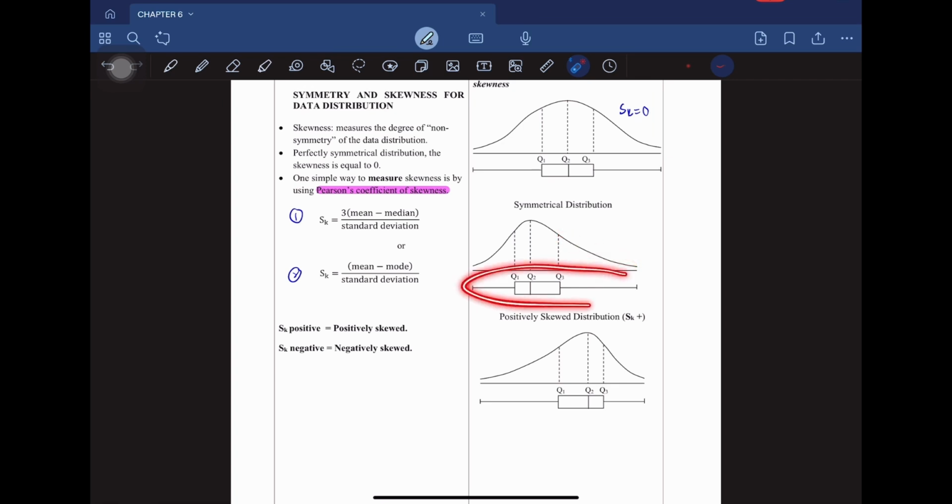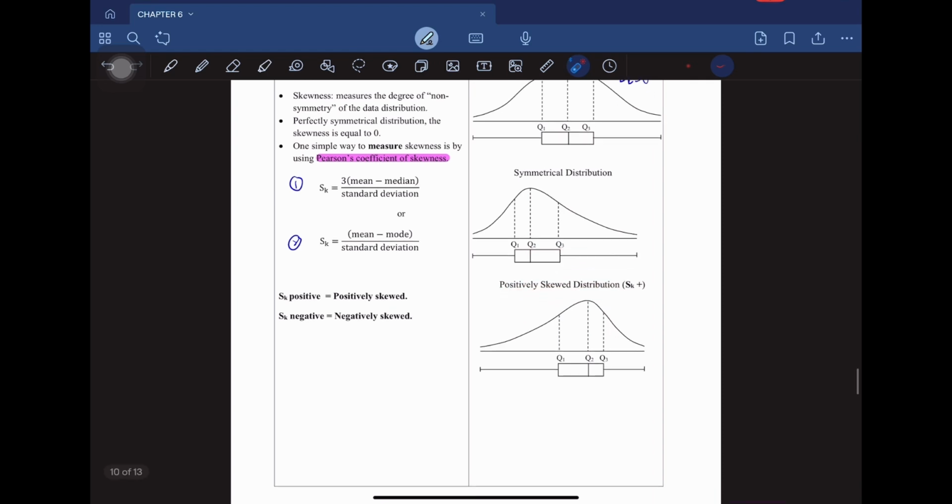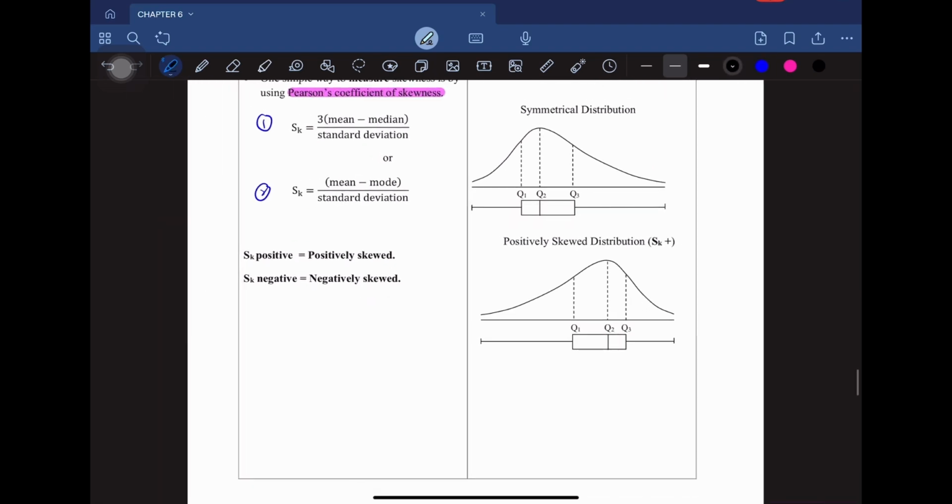Okay, same as box and whiskers punya plot. Okay, so you can see that whiskers awak lagi panjang dekat belah kanan, and also the box pun lebih panjang dekat belah kanan. So that's how you know it is positively skewed distribution. Okay, and then one more, the last one is let's say you find the Pearson's coefficient and then you get a negative value. So what does it mean? So it means that your data is negatively skewed distribution.